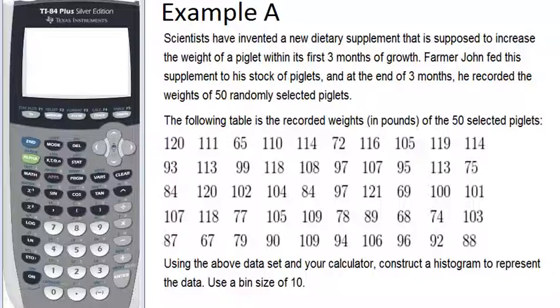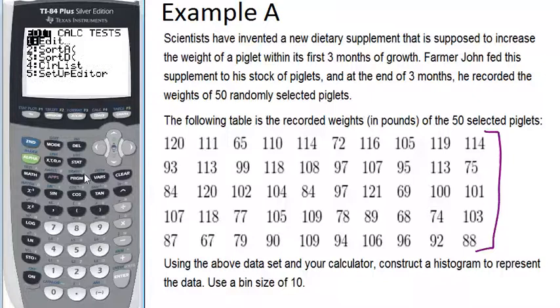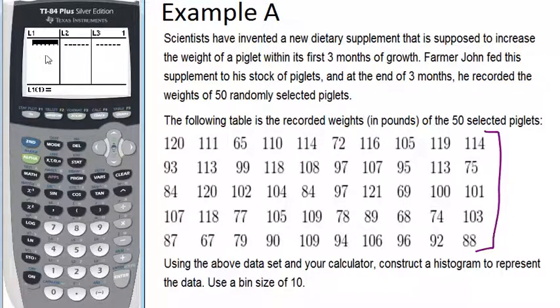All right, so we're going to use our calculator to make a histogram from this data. The first step is to go into your stat lists, and you're only going to be using one list, so make sure everything else is cleared, and we can enter in our data. Start with 120, and continue on 111, 65, and so on until you've entered in all your data.